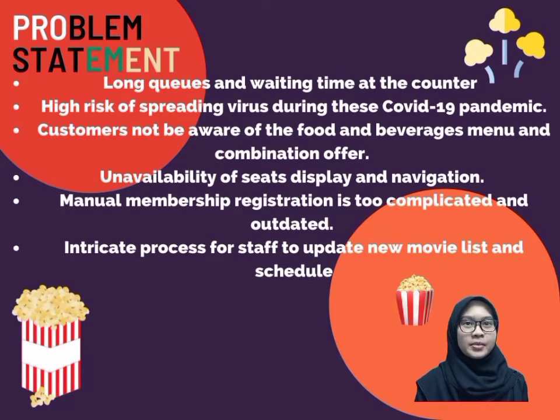The other problem that always happens in the cinema system is that customers might not be aware of the food and beverage menu and the combination offer because it is not clearly indicated and displayed. So, it will give more trouble to customers, especially those who are first-time or infrequent visitors to the cinema. Next, the customers are always not informed clearly about the unavailability of seats and the navigation. Therefore, customers find it hard and troublesome to find their seats in the hall.